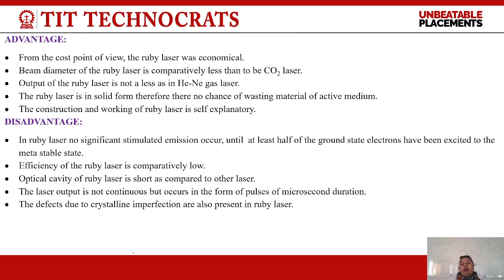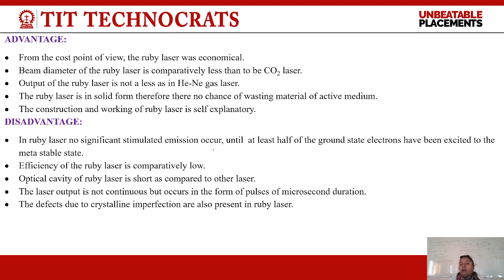So what are the advantages of the ruby laser? From the cost point of view, the ruby laser is very economical. Second, the beam diameter of the ruby laser is much less than the CO2 laser. Third, the output of the ruby laser is not as large as the helium neon gas laser. The ruby laser is in solid form, therefore there is no chance of wasting the active medium material. And the construction and working of the ruby laser is self-explanatory, very easy, not too tough. Now what are the disadvantages of the ruby laser?